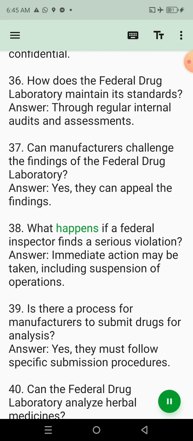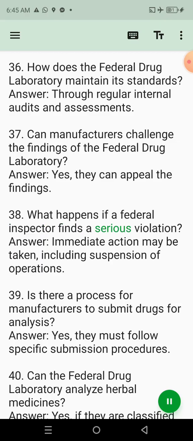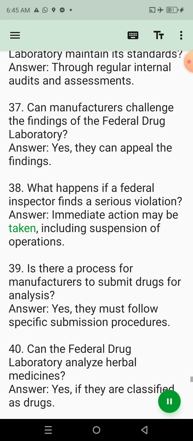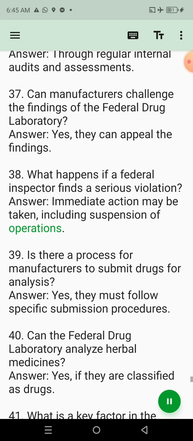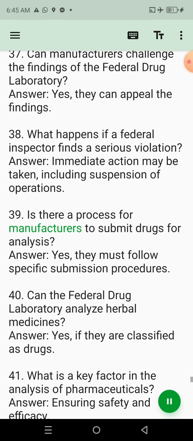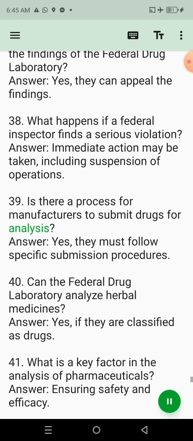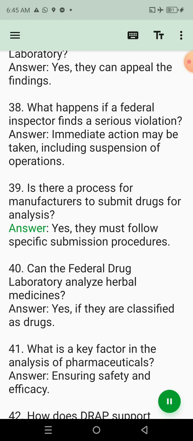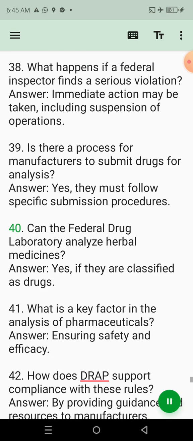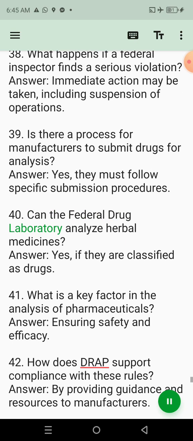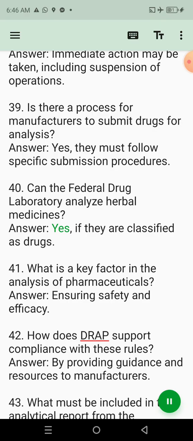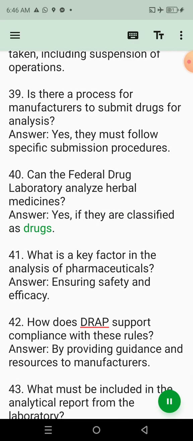38. What happens if a federal inspector finds a serious violation? Answer: immediate action may be taken, including suspension of operations. 39. Is there a process for manufacturers to submit drugs for analysis? Answer: yes, they must follow specific submission procedures. 40. Can the Federal Drug Laboratory analyze herbal medicines? Answer: yes, if they are classified as drugs.